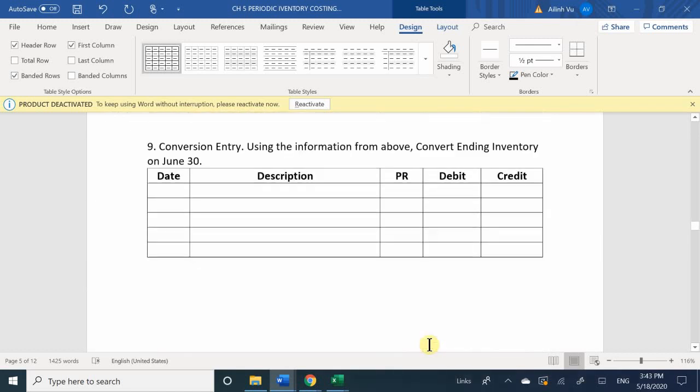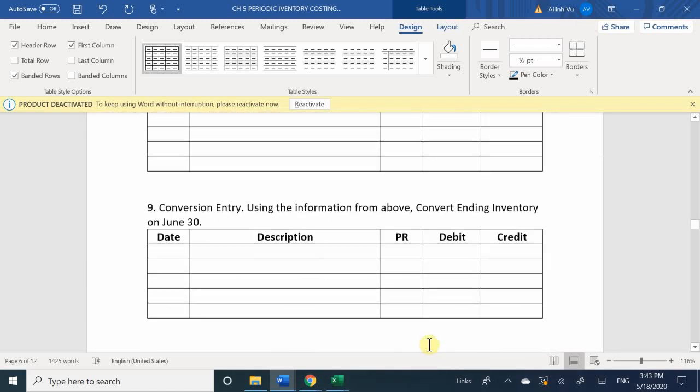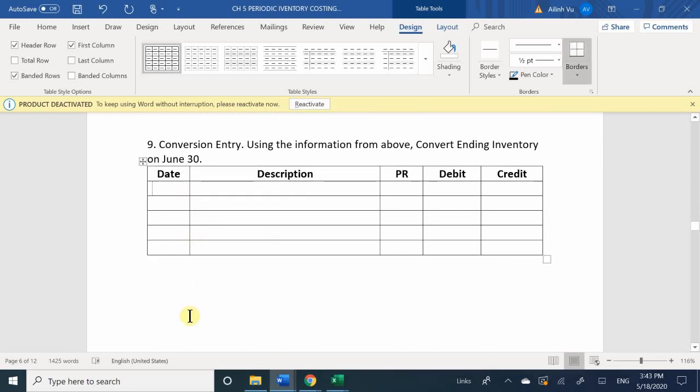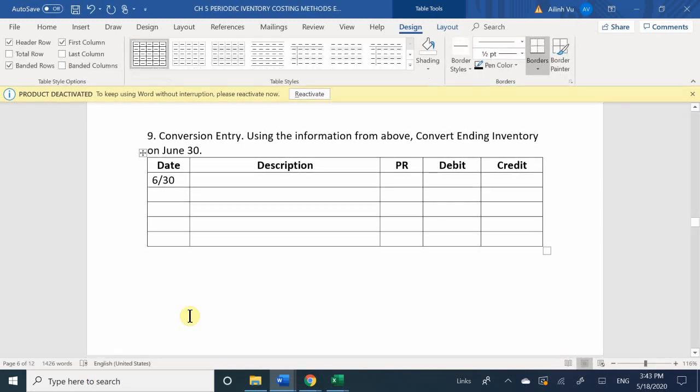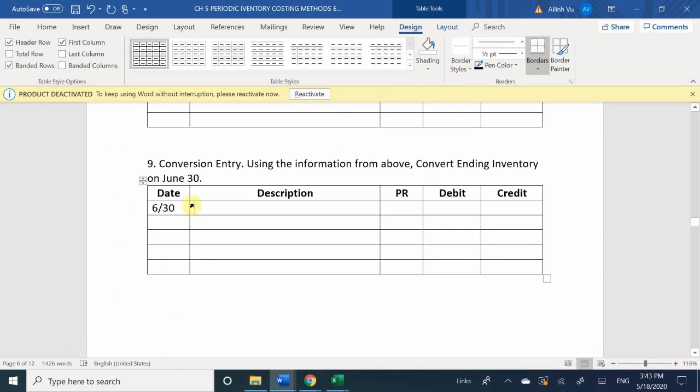Also, let's go ahead and generalize the conversion. The date is the 30th of June. So what is going to be our accounts? Purchase expense. Okay, purchase expense is going to be down here. What else? On the conversion, yeah, the toys, the cost of goods sold. Yes, toys. And freight. Cost of goods sold and freight expense.